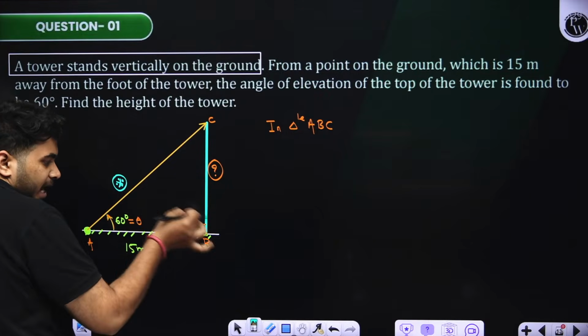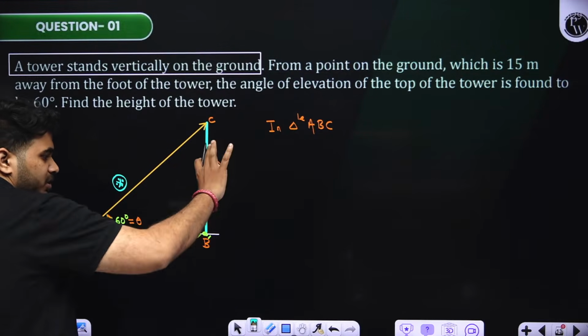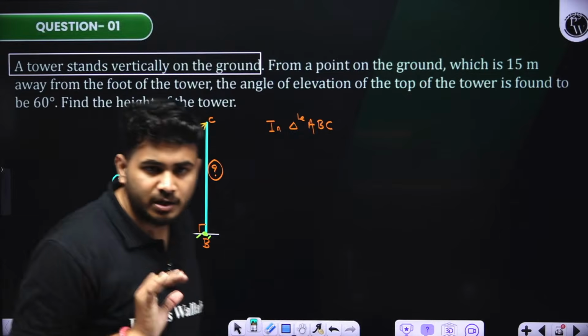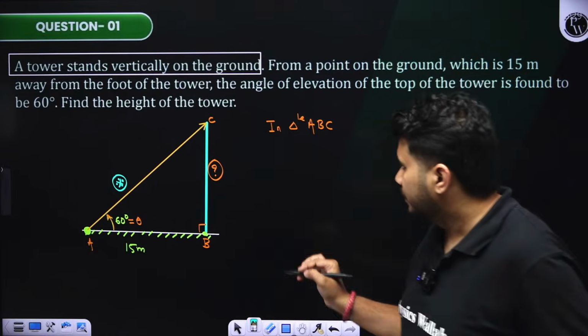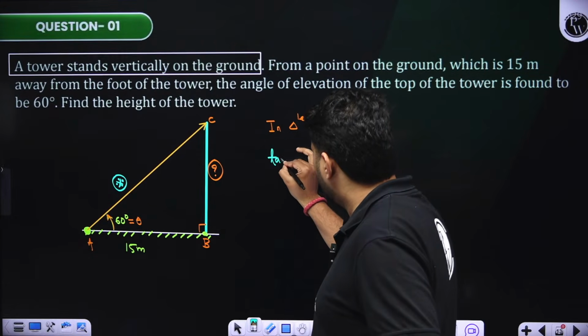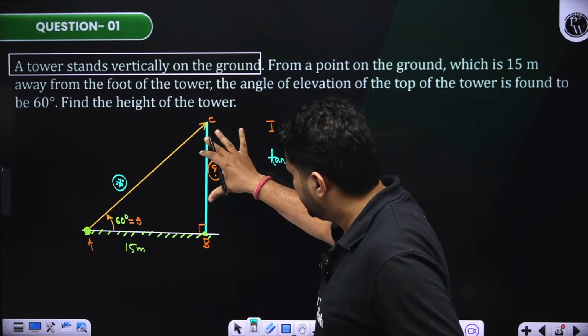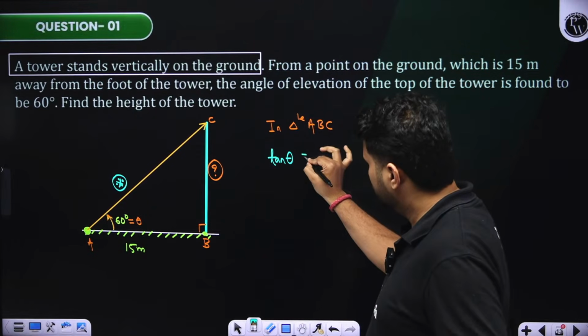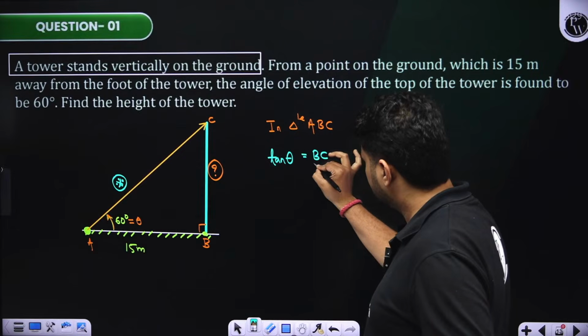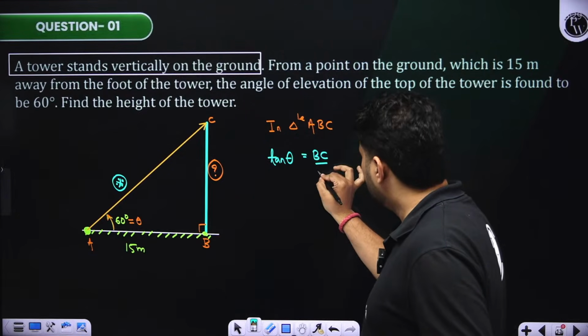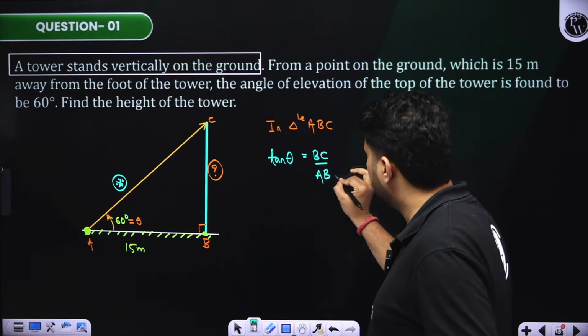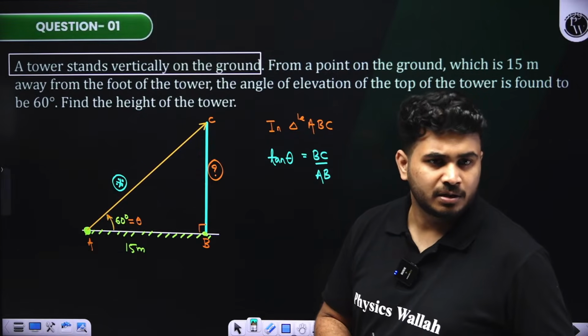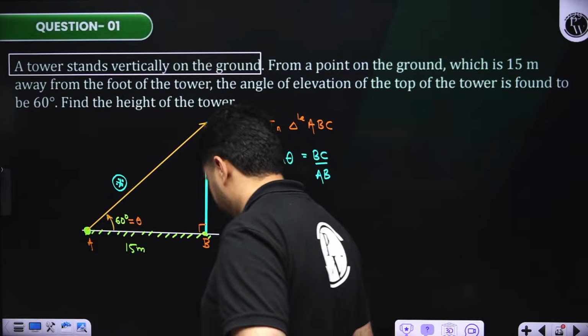But if I take tan theta, it is nothing but this side by this side. If I take tan theta, I want to find this side. I know this side, so tan theta is equal to BC divided by your base AB. This is how we get to know which angle we need to take. Fine, 15 root 3 is the answer.